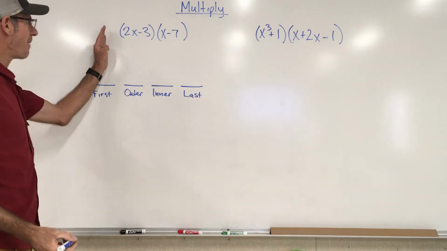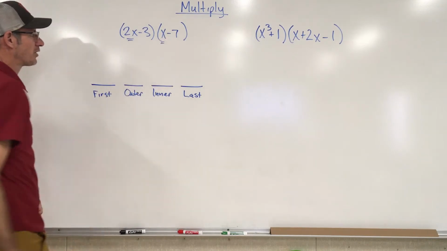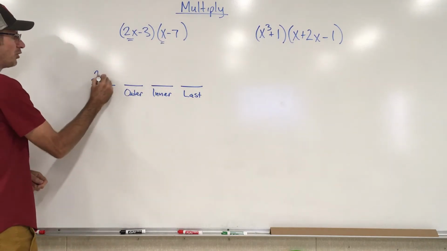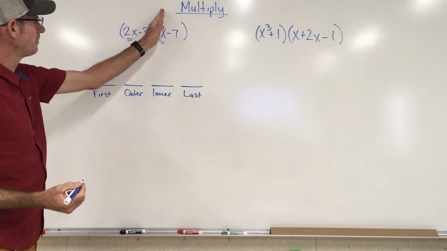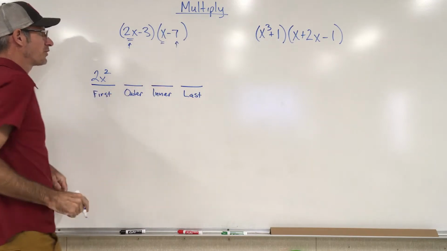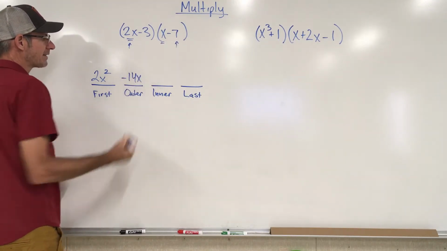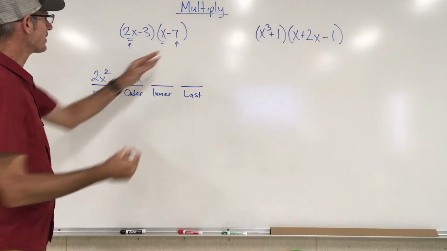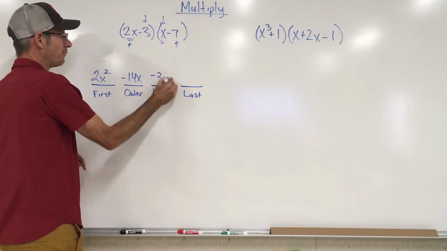So when I look at my 2 binomials, this is the first term and that's the first term, and when I multiply them I get 2x squared. Now when I look at all 4 terms together, this term and this term are on the outside. So that's negative 14x. Now if those are on the outside, these are on the inside. That gives me negative 3x.